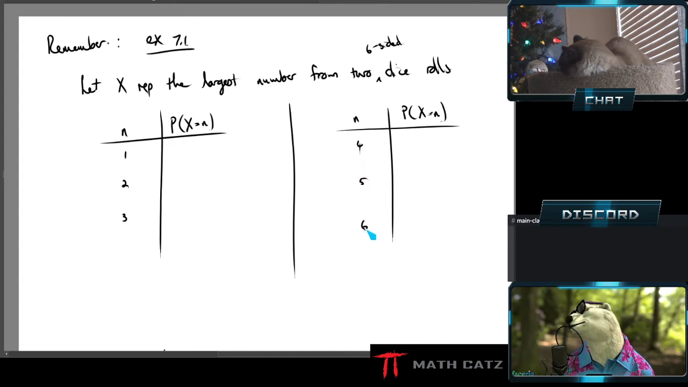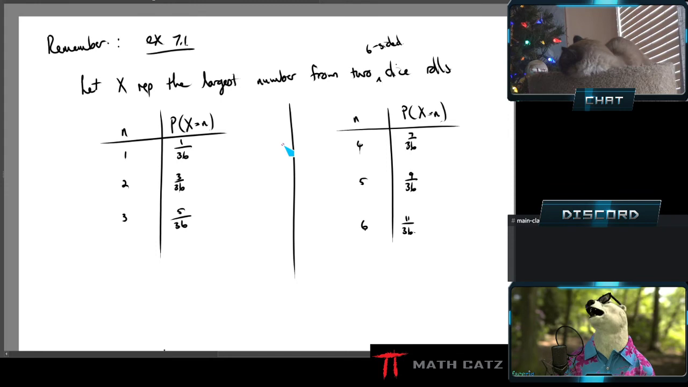4, 5, and 6. So what was it? It was 1 out of 36, and then it was 3 out of 36. I'm just going off memory, right? We don't have to redo this. You can look it up, watch that video again. If you don't remember, this is what we got. And 11 out of 36. Check, they add up to 1. Probability distribution. I'm just splitting it in two so we don't scroll up and down.